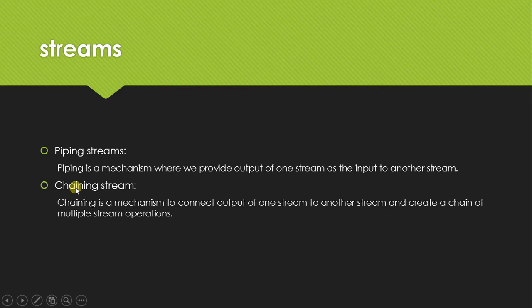Let us look at another type of stream called as chaining stream. Chaining is a mechanism to connect output of one stream to another stream and create a chain of multiple stream operations. It is normally used with piping operations. Now we'll use the piping and chaining to first compress a file and then decompress the same. Let us look at that program.